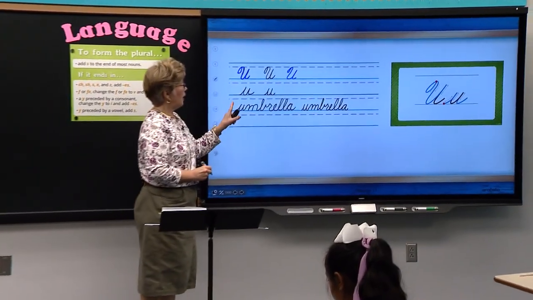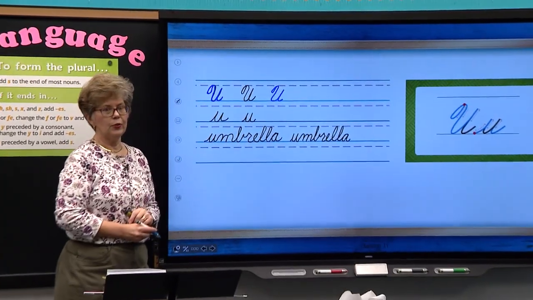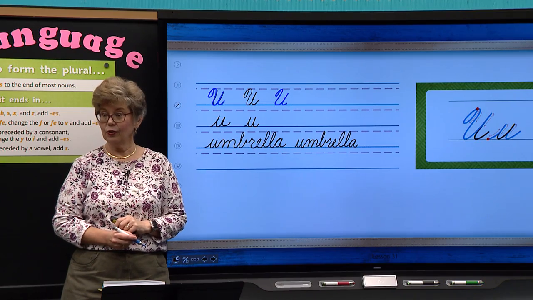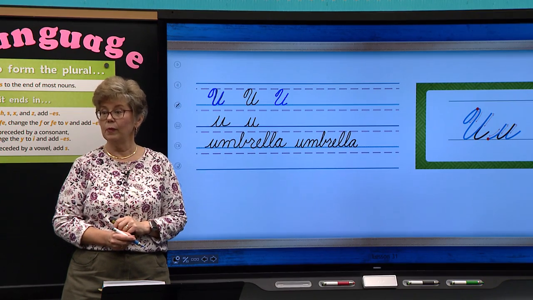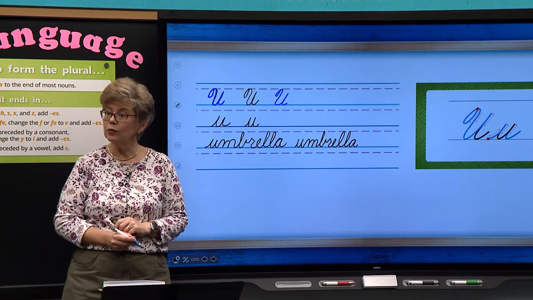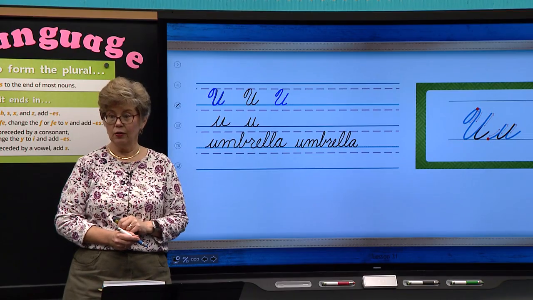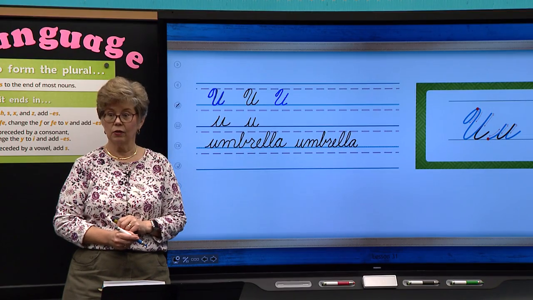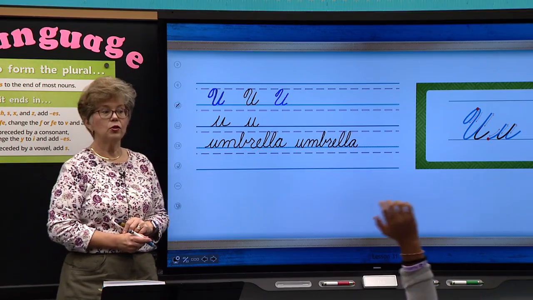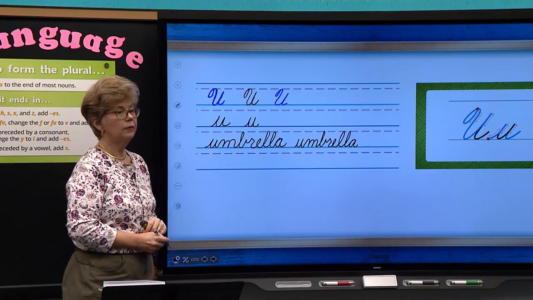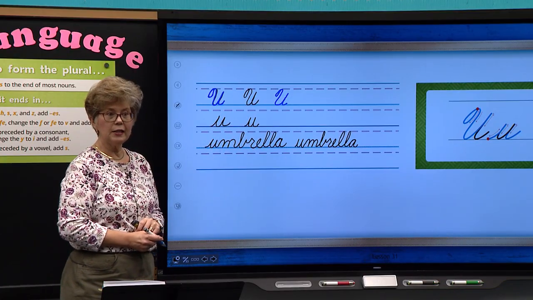I want you to look at my two lowercase u's. You are the teacher for a moment. At a first glance, they may look almost the same, but if you look closely, you will see one of them is better than the other. Can you find the better formation? Which one is better, Isaiah? The first one or the second one? The second one. The second one is better.